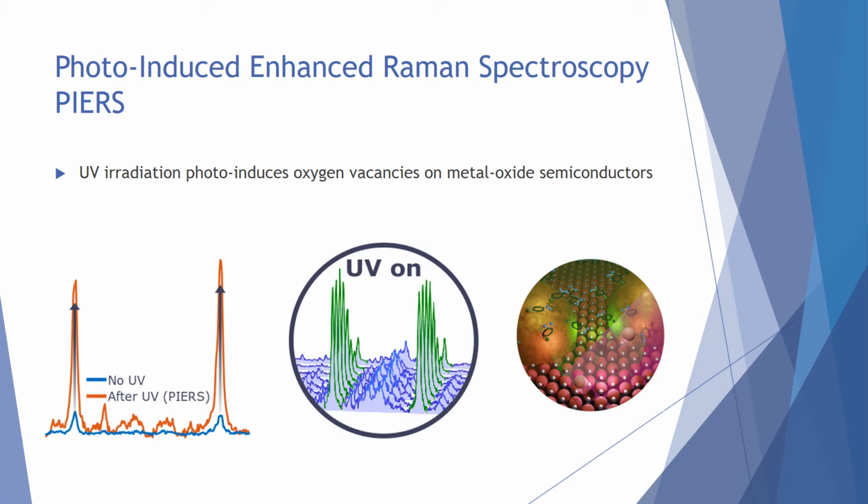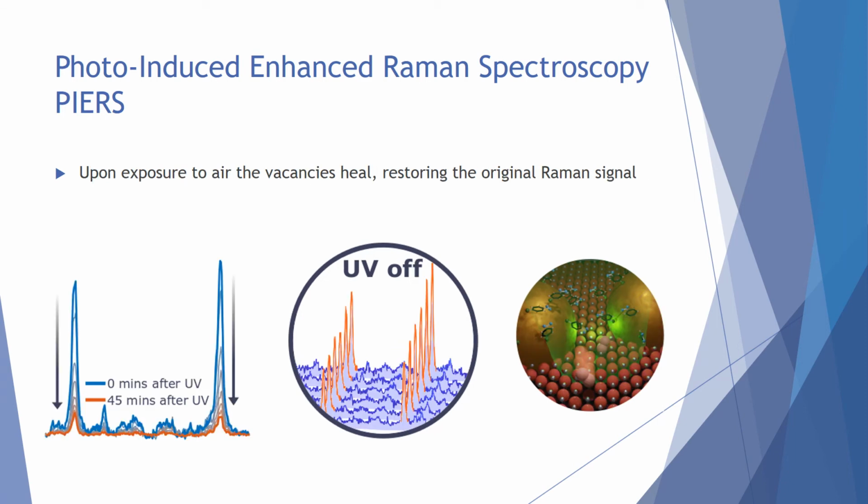You can track the formation of vacancies by tracking the steady increase of the Raman signal over time. However, after the UV has been switched off, and upon exposure to either air or water, the oxygen vacancies heal up, and therefore a steady decrease in the Raman signal can be seen, eventually returning back to the original SERS signal. Therefore, we can use the changes in Raman to track the formation and healing of oxygen vacancies over time.